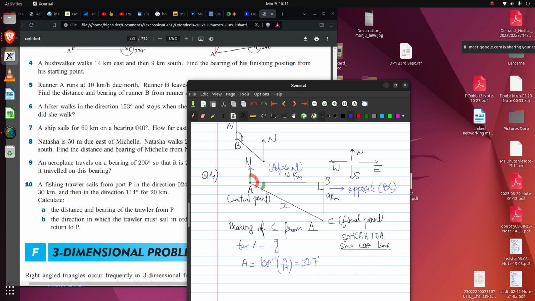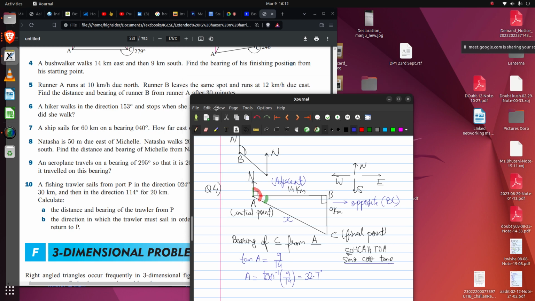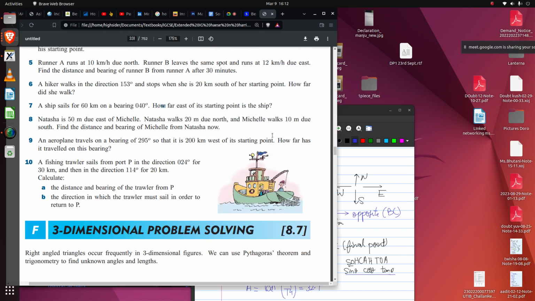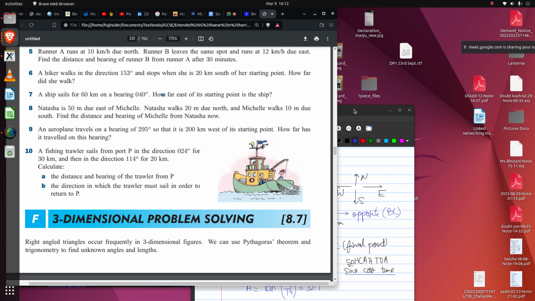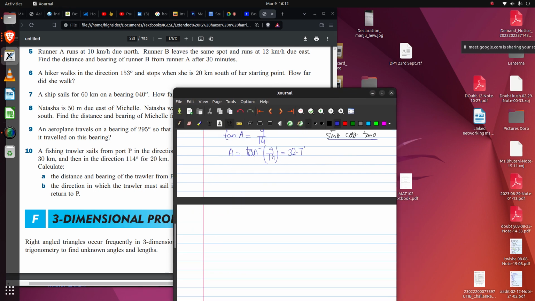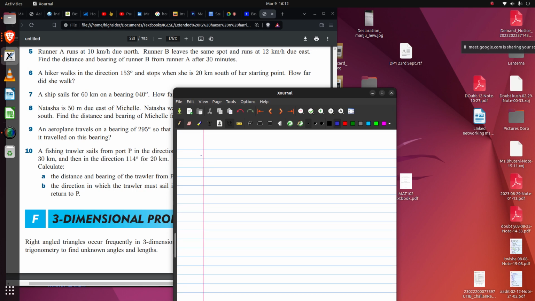See if there's anything in the diagram or question you don't understand. Understood. Good. Should I go to the next one? Yeah. Let's see. We'll do number 6. Hiker.